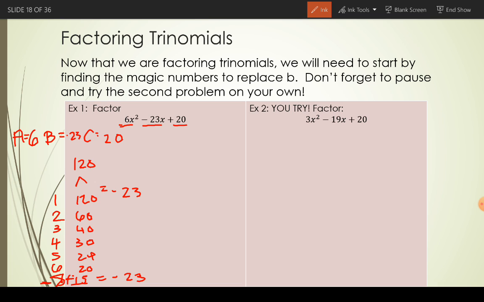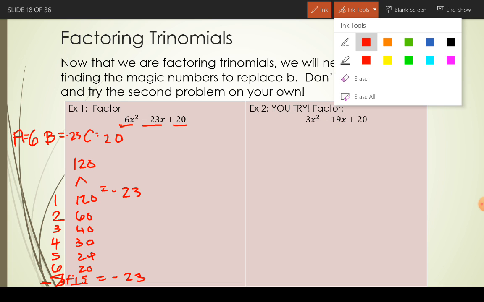Okay, so I found my magic numbers, negative 8 and negative 15. Now you're probably thinking, Ms. Lockhart, do I really have to do all that? Absolutely, yes, indeed. Make your factor tree and find your numbers that way if you're having difficulty, okay?